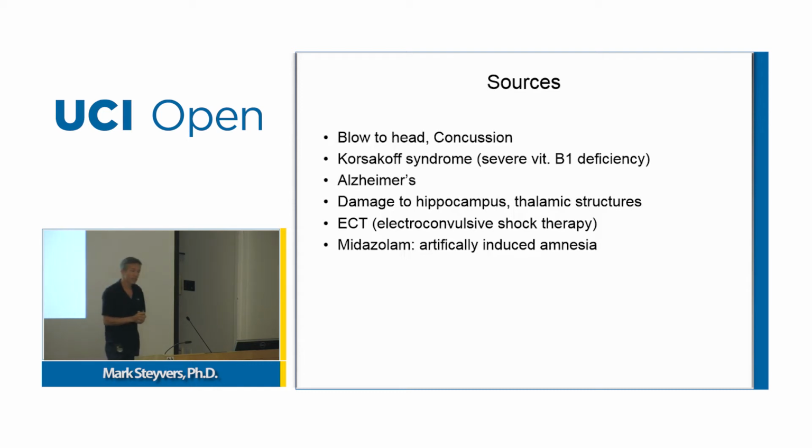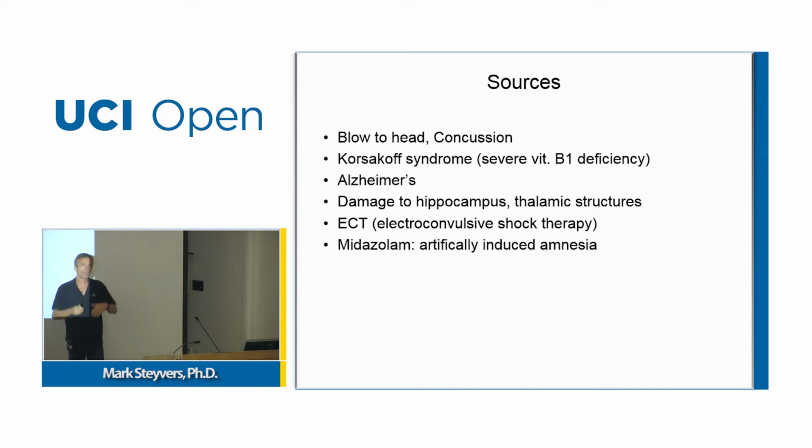There are some severe cases of people, alcoholics, who develop this vitamin B1 deficiency, and that can, in the extreme, lead to Korsakoff syndrome. That's a severe form of anterograde amnesia, total inability to remember new information. There's, of course, Alzheimer's, which can be very diffuse. At some point, your episodic and semantic memories can be affected.